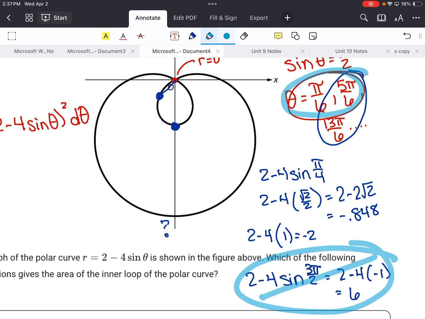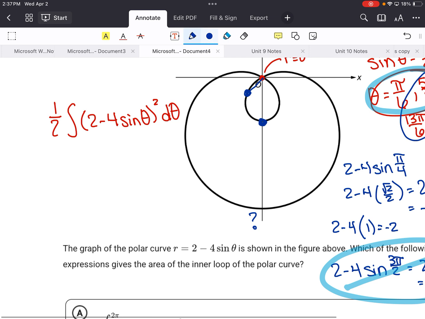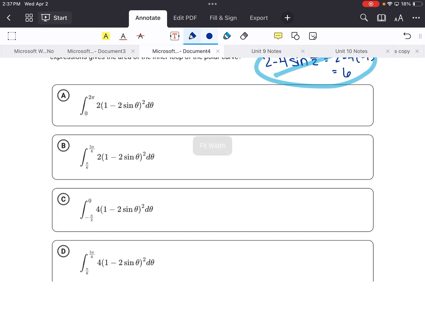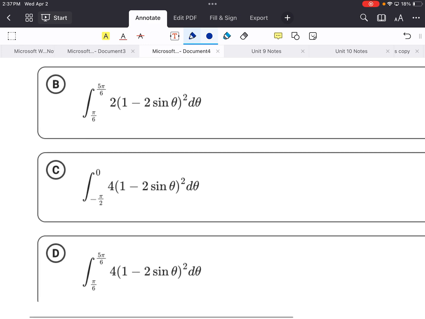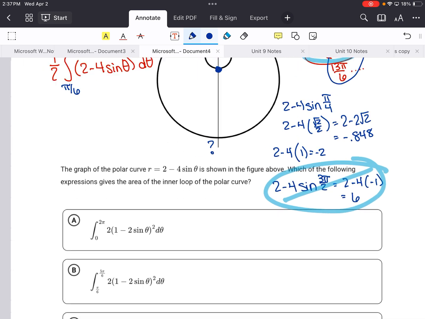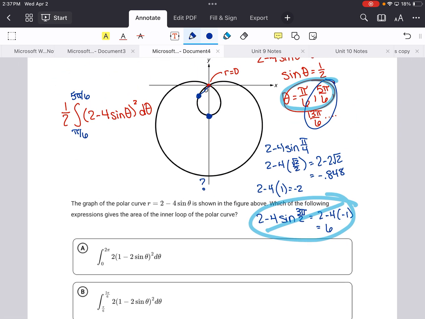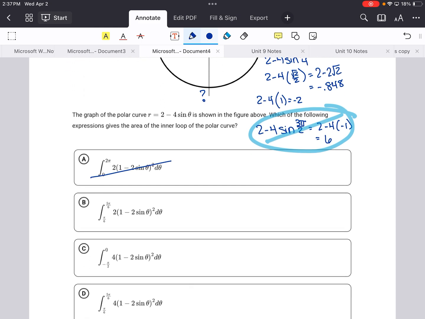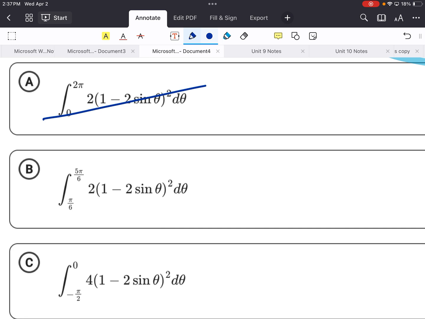I want pi over 6 to 5 pi over 6. So that gives me my numbers to use here. And now I can look at my answer choices. Okay. Well, wait. Where'd the 4 come from? Where'd the 2 come from? So when I look at the answer choices, 0 to 2 pi would go all the way around the shape. That would include everything in the whole entire thing. I don't want that. I only want the inside part. Pi over 6 to 5 pi over 6. Hey, that's what I've got.